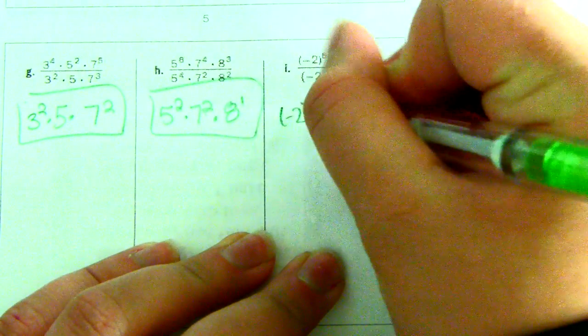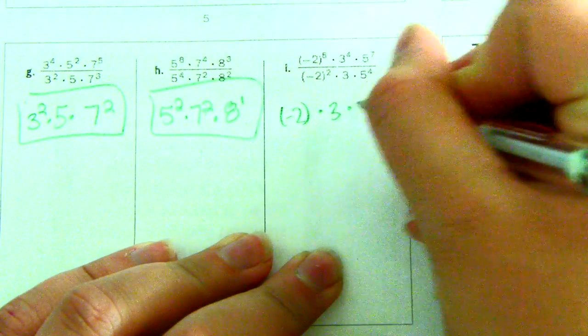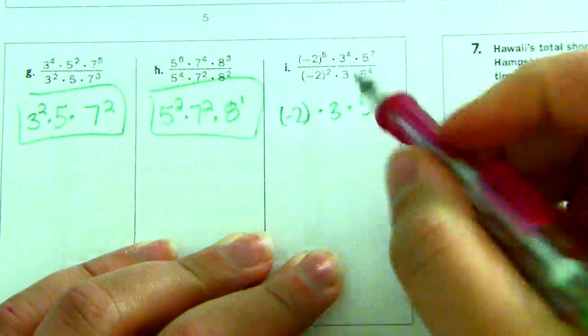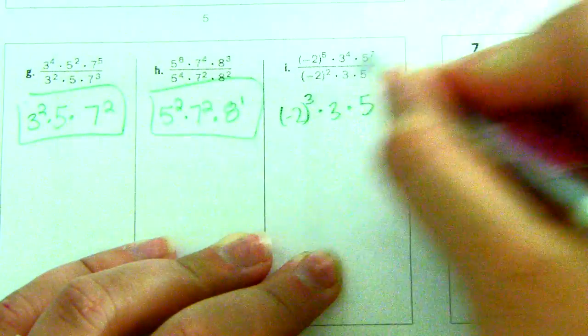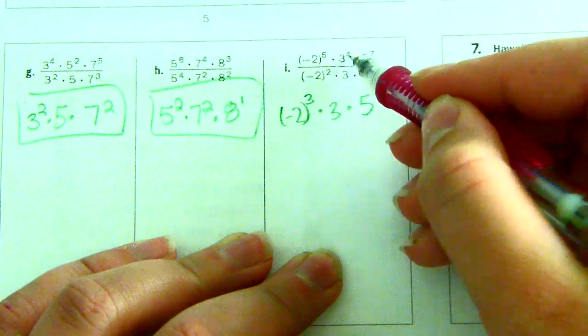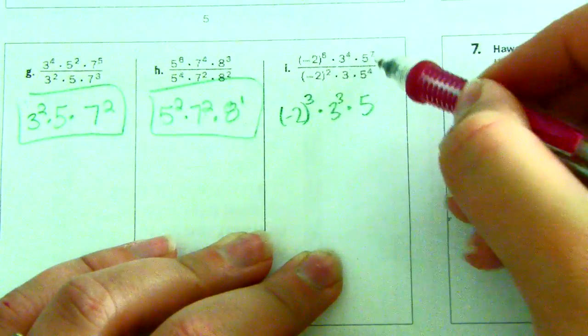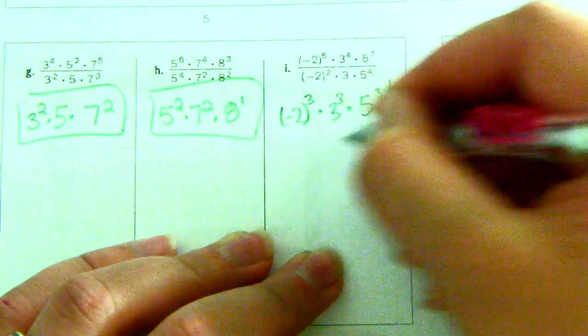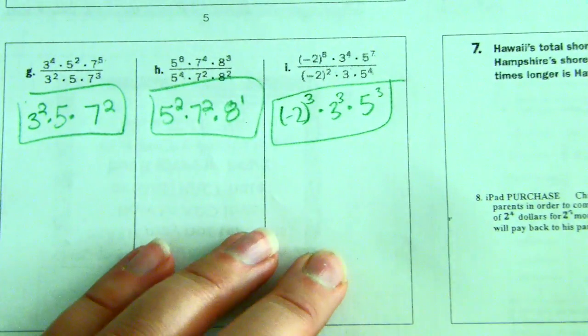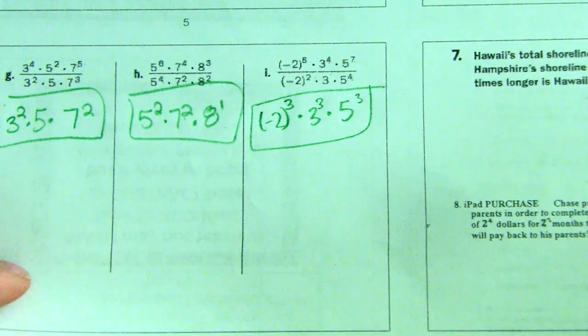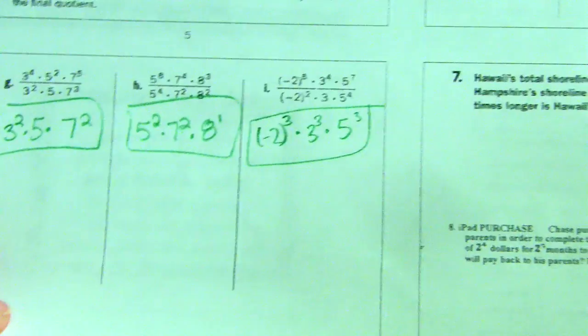Base of negative 2, we have a base of 3, and we have a base of 5. So 5 minus 2 is 3. 4 minus 1 is 3. 7 minus 4 is 3. And there we have it, adding and subtracting when we multiply and divide monomials.